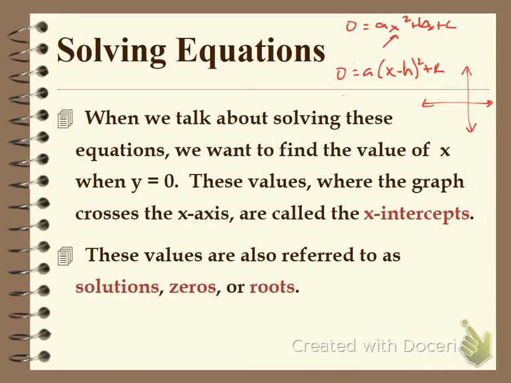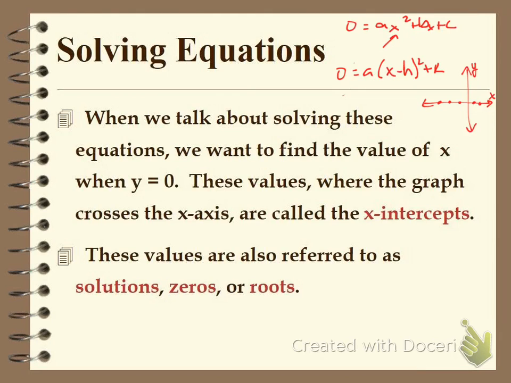Well, if the y coordinate is 0, remember the y-axis moves up and down, that means we're not going up and down at all, anywhere, right? So what that means is we're going to stay on the x-axis. So maybe here, or here, or here, or here, or here. So basically what we're trying to figure out is where these quadratic functions are crossing the x-axis, or x-intercepts.